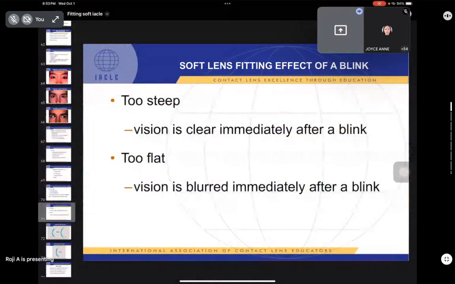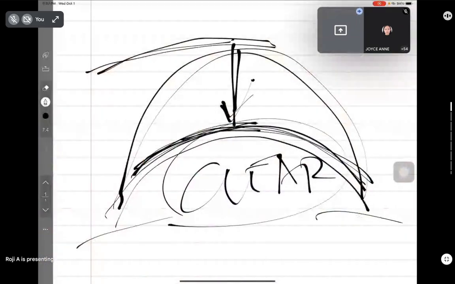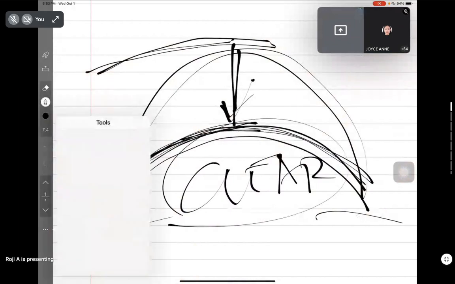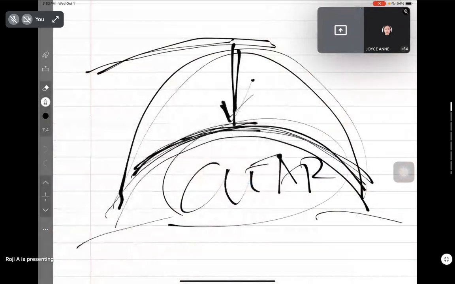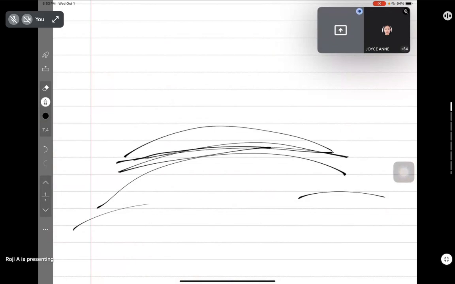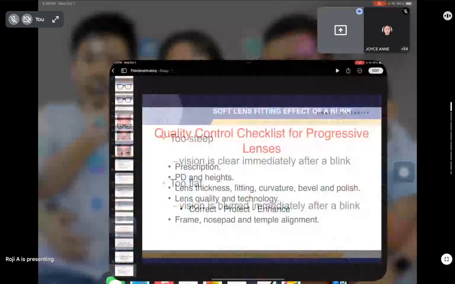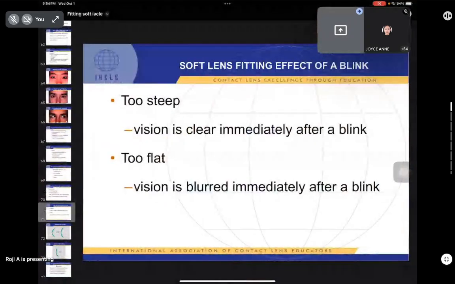To compare with too flat, it's the reverse. If it's too flat, as you can see, it moves a lot. So every time you blink, it will move. So it will blur out every single time you blink, which is the reverse of too steep.